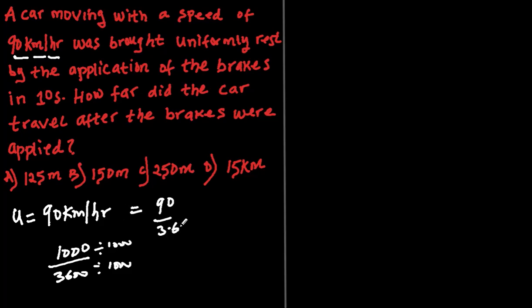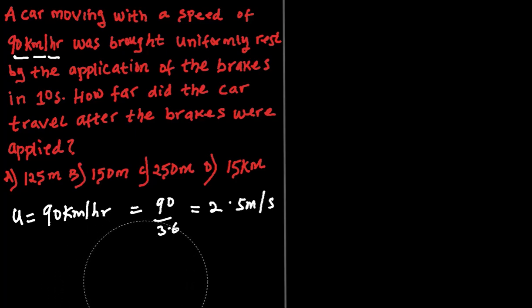So I just divide my kilometers per hour by 3.6. So 90 divided by 3.6 is going to give me 2.5. So that means this is 2.5 meters per second.